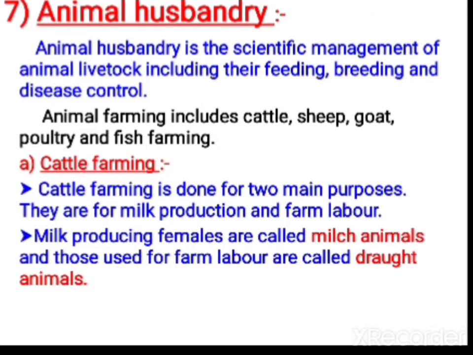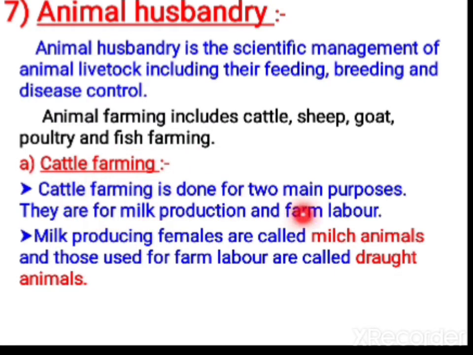Okay. And next let us study regarding animal husbandry. Animal husbandry is the scientific management of animal stock. So here what do we do? We are feeding the animals properly, we are breeding them properly according to our need, and we are doing the disease control. Various animals, that is cattle, sheep, goat, poultry, maybe fish farming also can be done.